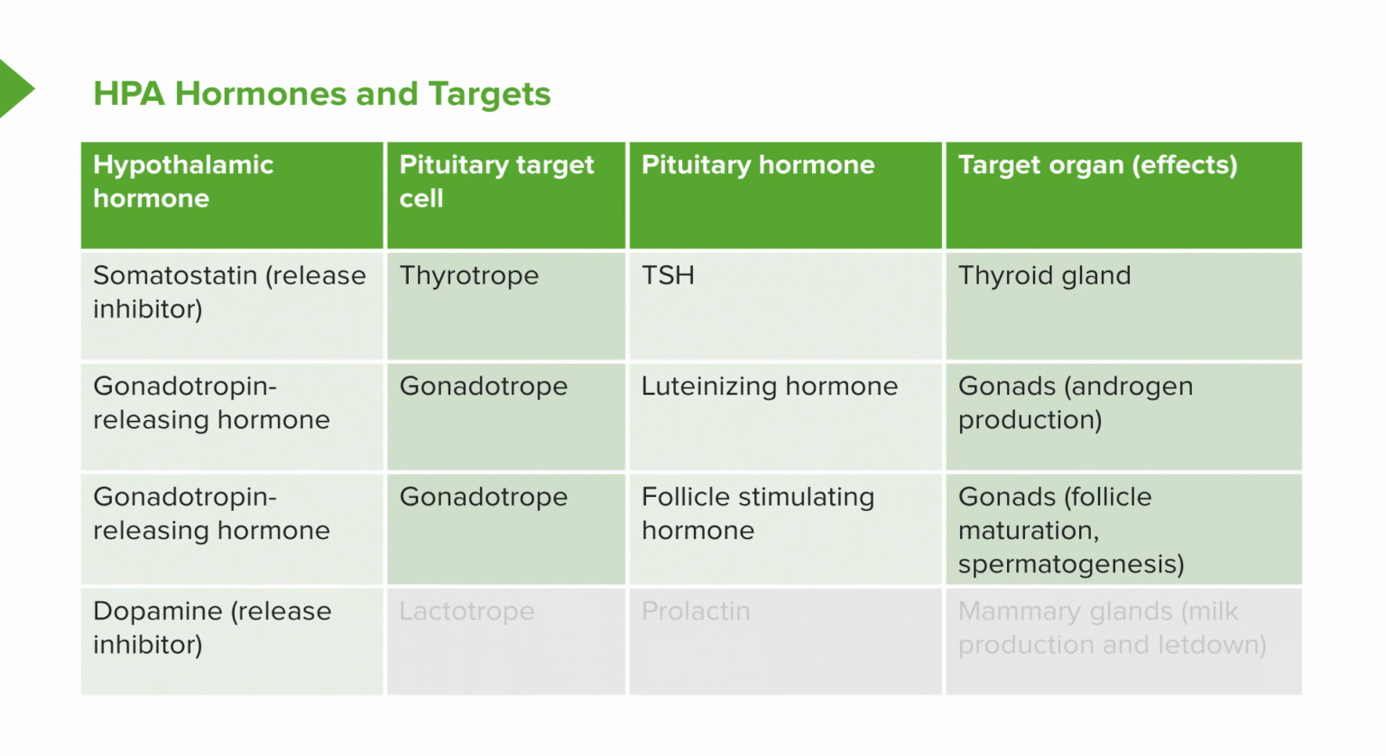Finally, we have dopamine. Dopamine acts on lactotropes and causes the inhibition of the release of prolactin. So you normally would get prolactin release unless dopamine is present. When dopamine is present, it inhibits prolactin. Prolactin is very important with the mammary glands. This will allow for both milk letdown as well as milk production.